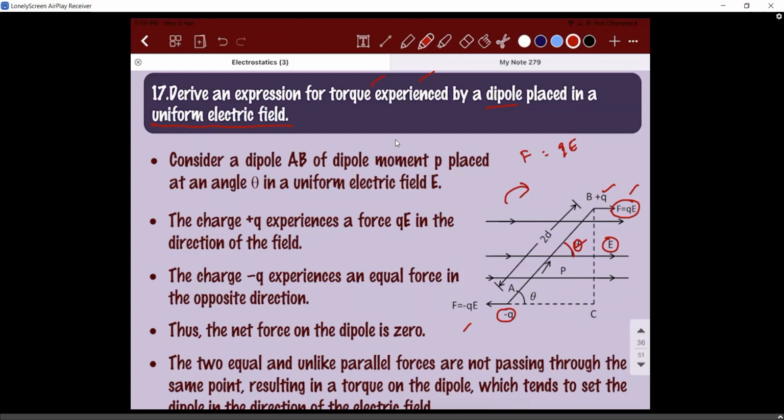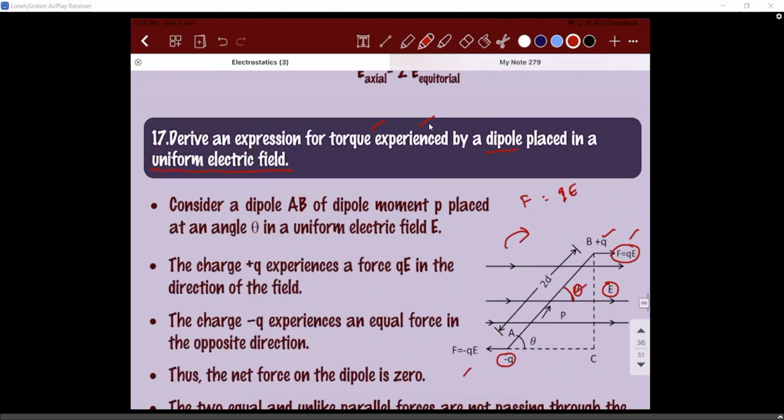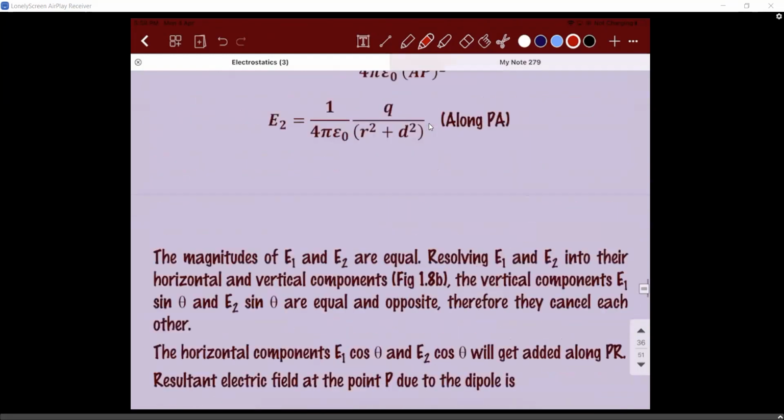Because look at the direction. Yeah, tell me. Sir, while calculating for the axial point, we considered the direction before calculating the net value. I'll tell you.